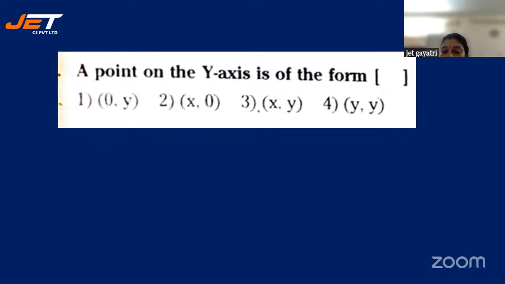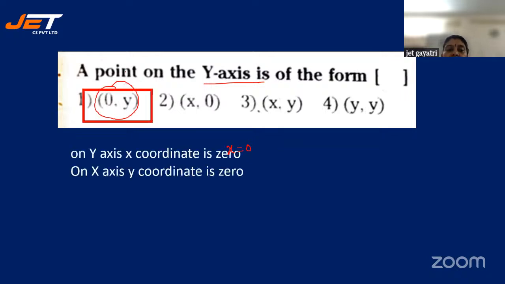All right. Yes. So what is your answer? See, you should know when the point is on the y-axis, then x becomes 0. All right, students. So please remember, when the point is on the y-axis, then x becomes 0. Okay. So what would be your answer? It would be option 1, because when x is 0, here it becomes 0 comma y. All right? Yes. See the next question.